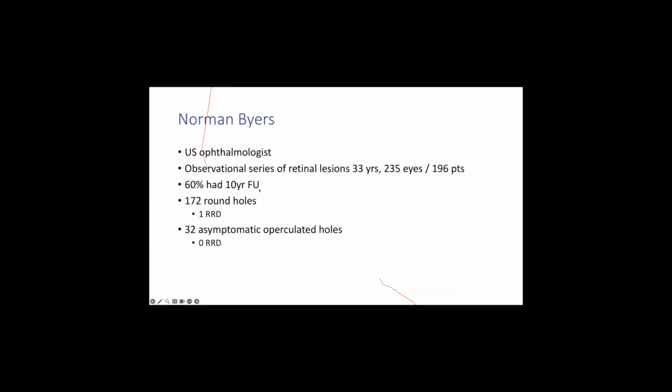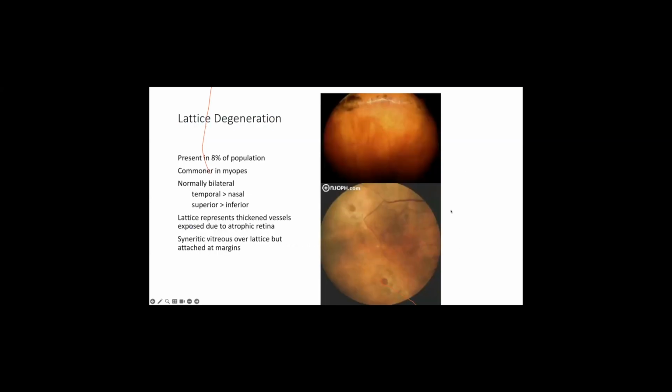Okay, move on. So Norman Byers is a US ophthalmologist who's done a lot of work, and basically his work entailed following up a lot of eyes over a long time. He has a couple of case series, and in one of them he followed up round holes for 10 years, for 60% of them. One of the things that he realized was that if you had an asymptomatic operculated hole, it was highly unlikely that you would go on to develop a retinal detachment. So that is something that we all need to carry in our back pocket.